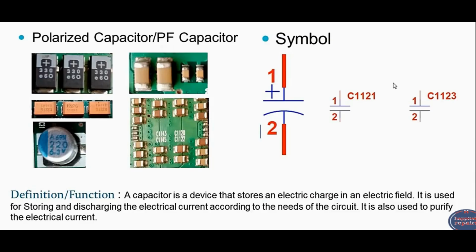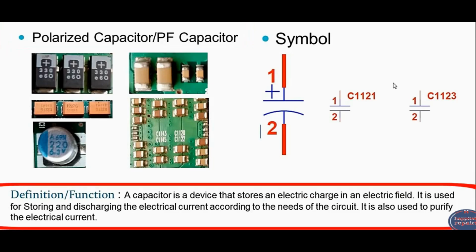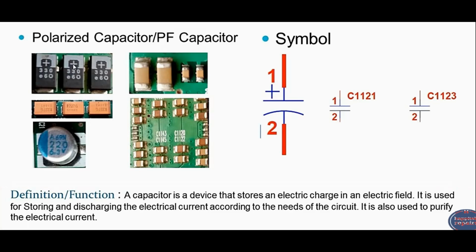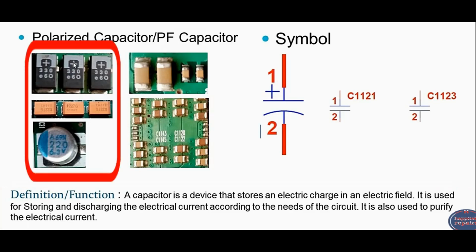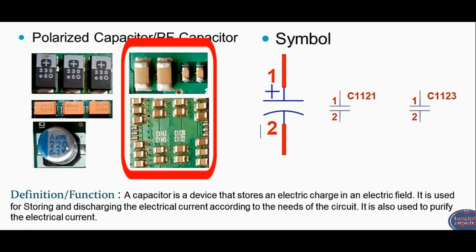So the first component that we're going to talk about is capacitors. As a definition, a capacitor is a device that stores an electric charge in an electric field. It is used for storing and discharging the electrical current according to the needs of the circuit. It is also used to purify the electric current. As you can see here in the images, we have some polarized capacitors and non-polarized capacitors, or ceramic capacitors.